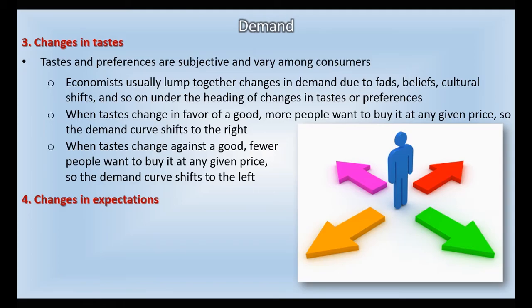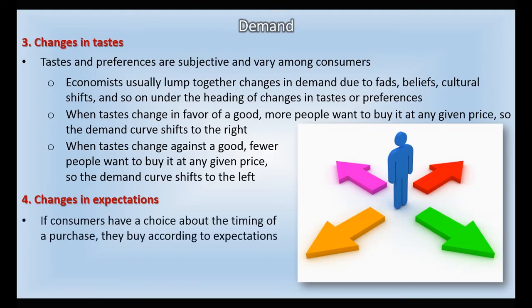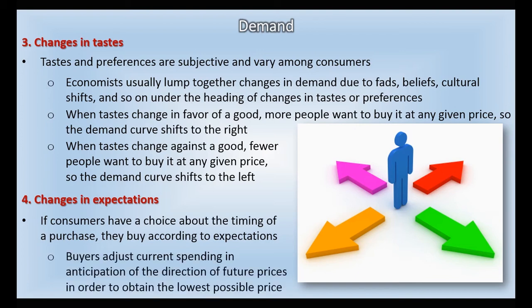If you expect the price of, let's say, gasoline to go up tomorrow, you'll buy more gasoline today. So demand will increase for gasoline because you expect the price to change in the future. So again, if consumers have a choice about the timing of a purchase, they buy according to their expectations. Buyers adjust current spending in anticipation of the direction of future prices in order to obtain the lowest possible price. So for gasoline, if you expect prices to go up tomorrow, you're going to increase your demand for gasoline at any given price today. So demand will shift to the right.